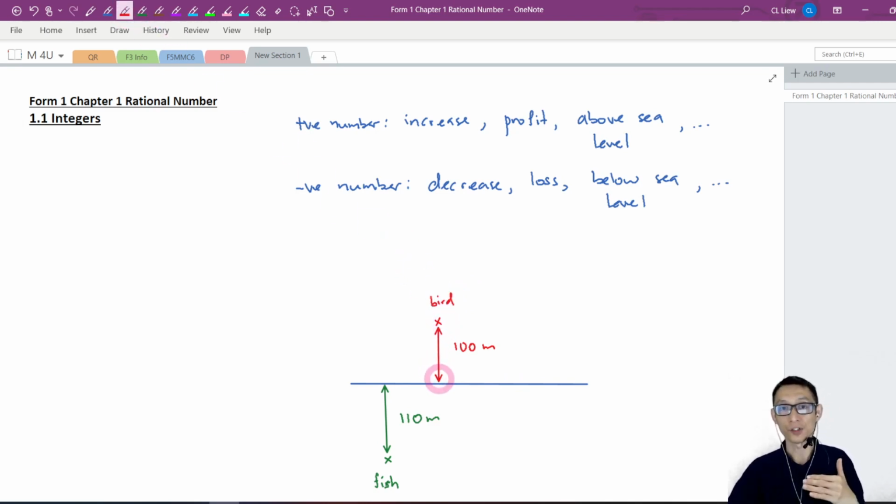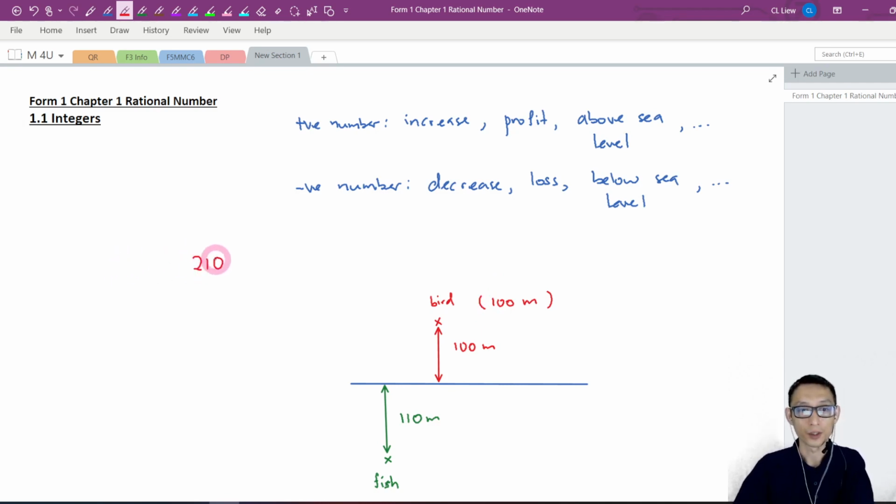For the bird, since it's above sea level, we are going to use a positive number to represent its position, which is 100 meter. You might be asking why we don't write a positive sign in front of it. For a positive number, normally we do not add a positive sign in front of it. So if I give you a number like this, everybody knows that this is a positive 210. For a negative number, definitely we need to add a negative sign in front of it. Otherwise, people will assume that it's a positive number. Okay, be careful.